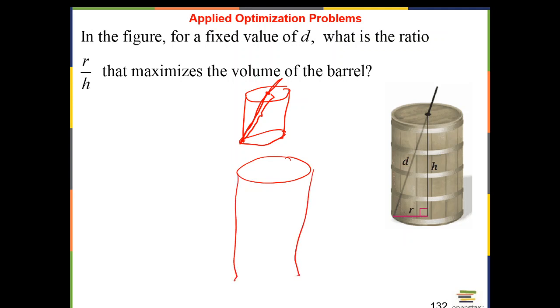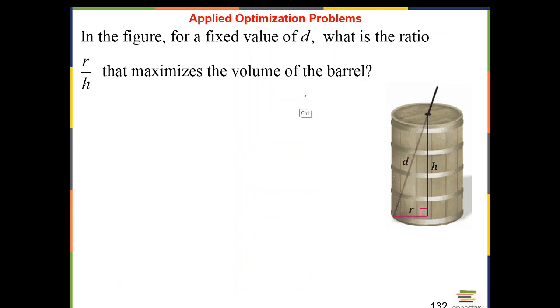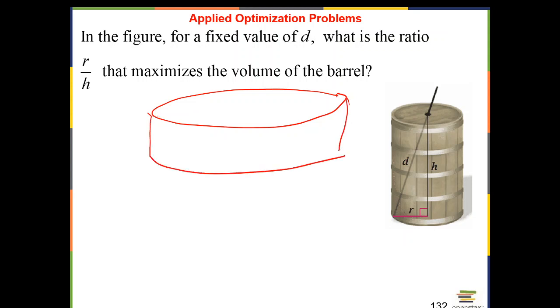If the barrel is longer, of course, the stick is going to come all the way over here and you have to pay more. But then there is a question of, should you buy a barrel that is maybe wide and short, or should you, with the same stick, the same length of the stick, we keep it the same.